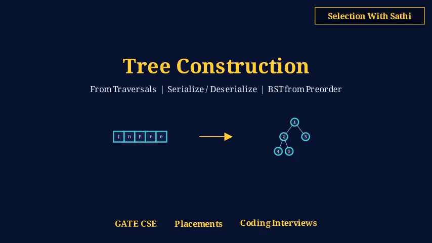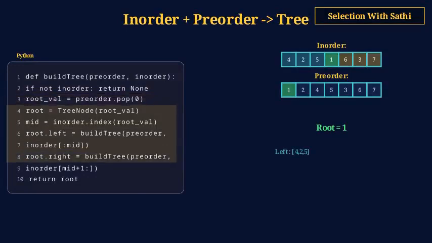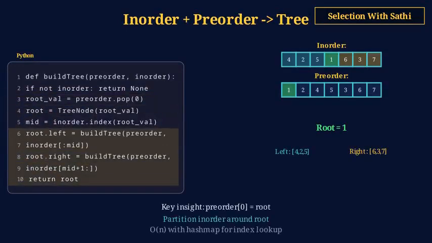Let us begin. To build a tree from Inorder and Preorder, the key insight is the first element of Preorder is always the root of the current subtree. Look at line 4, we pop the first element from Preorder. That is the root. Line 6, find this root in the Inorder array. Everything to its left belongs to the left subtree, everything to the right belongs to the right subtree.